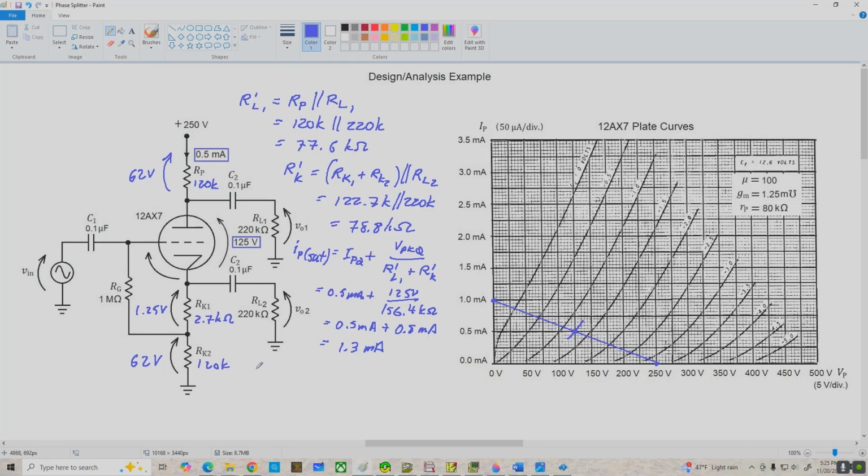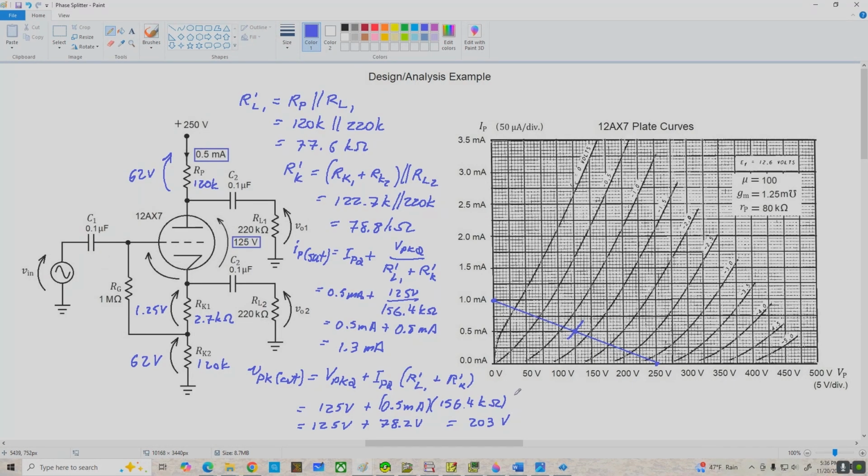And let's now find VPK cutoff, which is VPKQ plus IPQ times the total resistance R prime L1 plus R prime K, and that is 125 volts plus 0.5 milliamps times the sum of those resistors, which was 156.4 K ohms. 125 volts plus 78.2 volts equals 203 volts. So there's the other end of our AC load line.